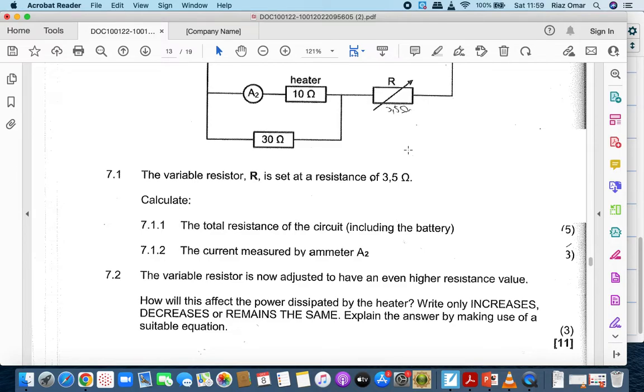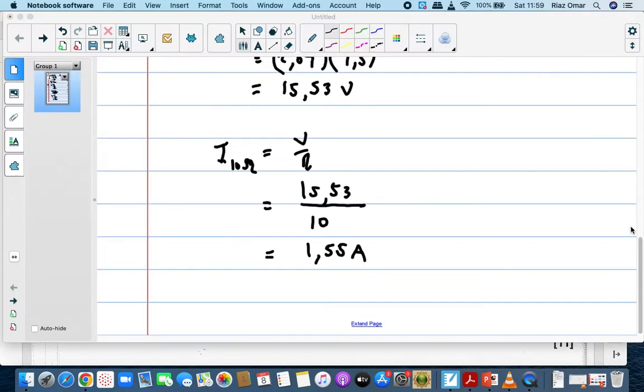How will this affect the power? Either increase, decrease, or remain the same. Explain your answer by making use of a simple equation. Whenever they ask a question, you should use an equation to come to an answer, right? So if the resistance of the resistor increases, the total current in the whole circuit will decrease, because there's more resistance, right?